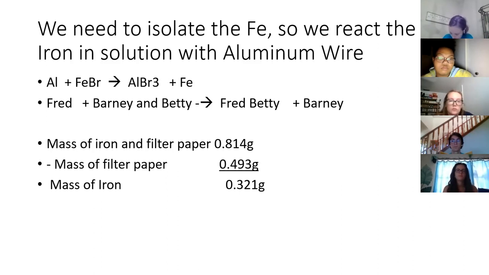So I'm going to weigh a piece of filter paper. Then I am going to put my solution through this filter paper, and the iron will stay back. Everything else will go through. Dry out the filter paper and weigh it. I now have the mass of my iron and filter paper. Subtract the weight of my filter paper. I now have my weight of iron.